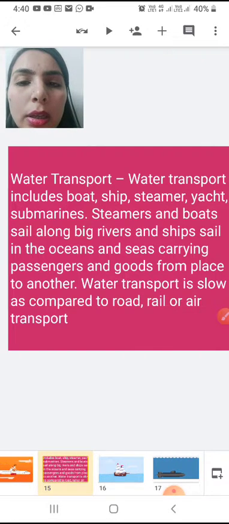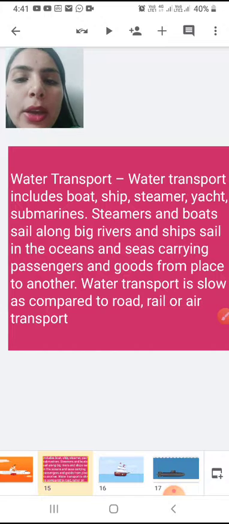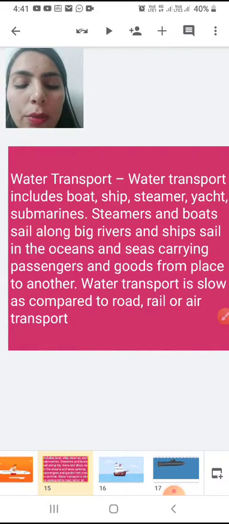But it also takes passengers from one place to another, and it also carries vehicles from one place to another. So it is also one of the means of transport.